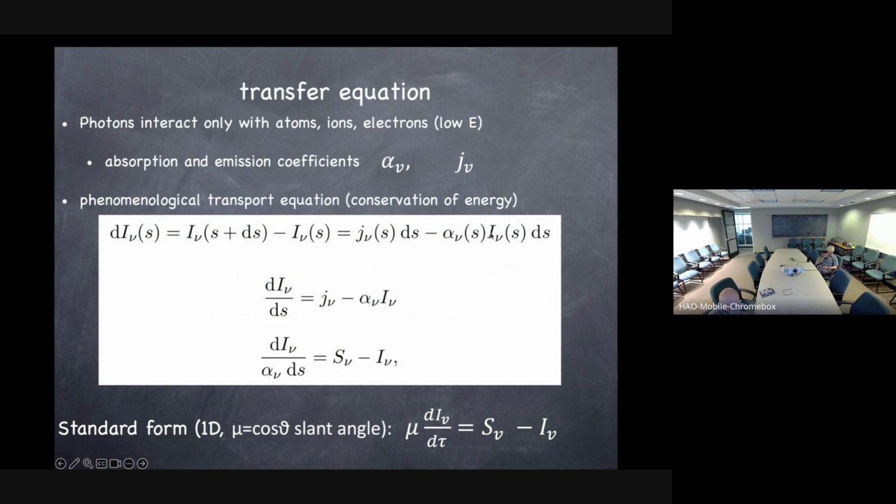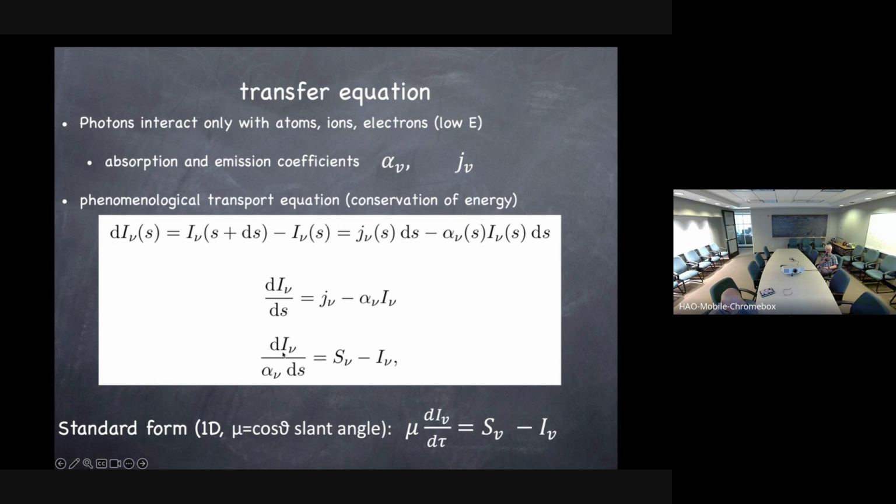So this number quantitatively is 1 over the mean free path at frequency nu, at this position, central position S here.